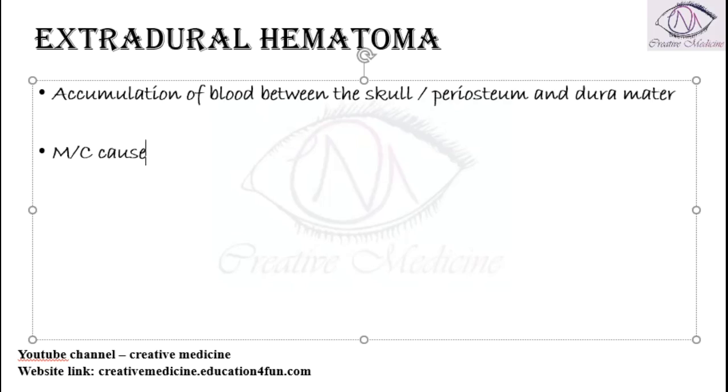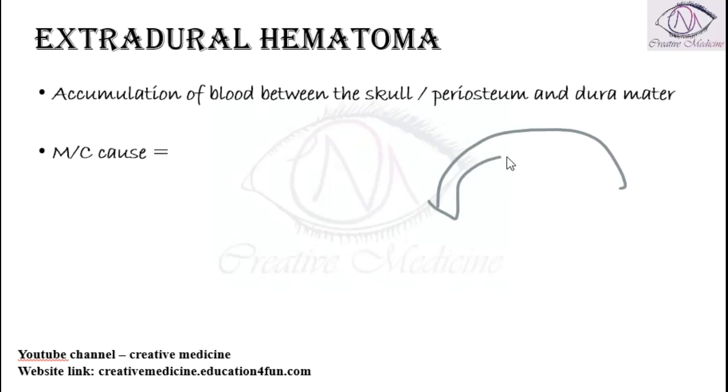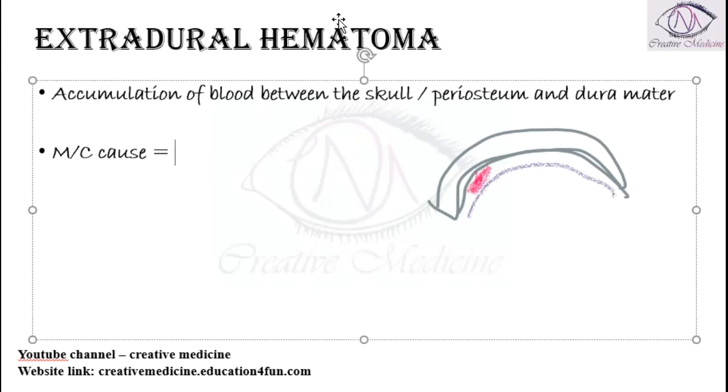The most common cause of extradural hematoma: so if this is the skull or periosteum, then this is the dura mater. Accumulation of blood somewhere here is responsible for extradural hematoma. The most common cause is trauma to the temporal bone.